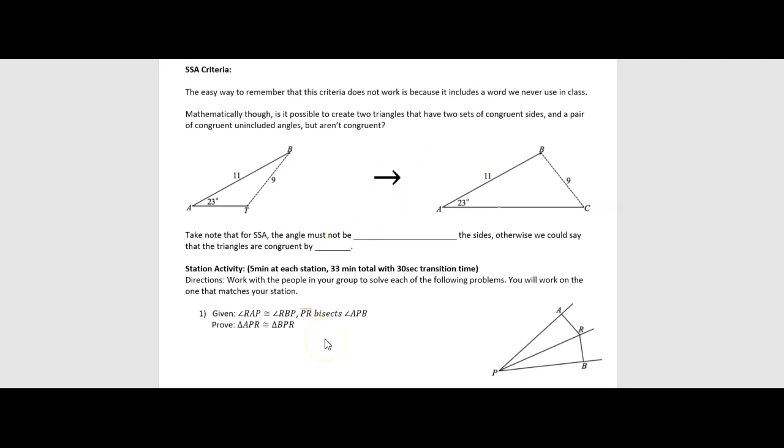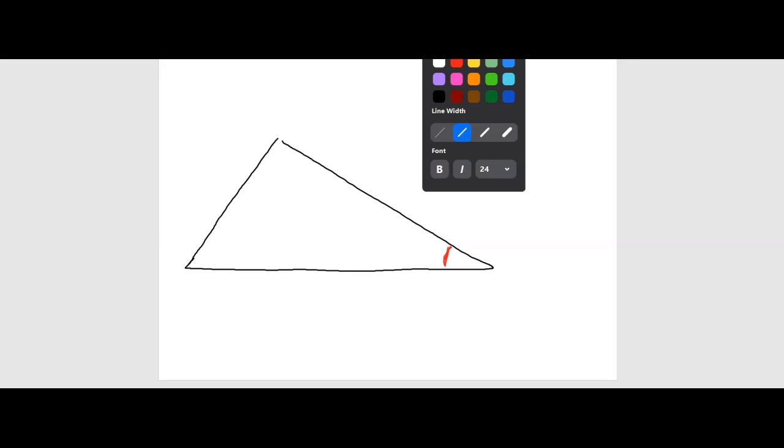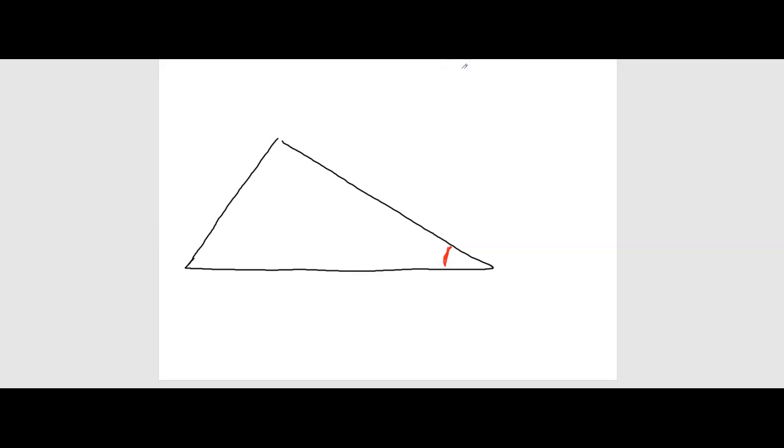I'm going to go down to a blank sheet of paper because I want to draw this myself. Have a little bit more space. Let's say I had a triangle like so. And let's say this triangle had an angle, well, we don't even have to say the actual angle measurements. We'll just put some marks there. So that's one of the triangles.